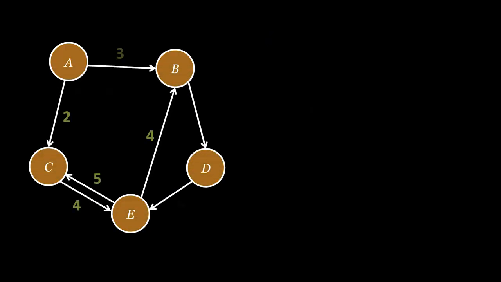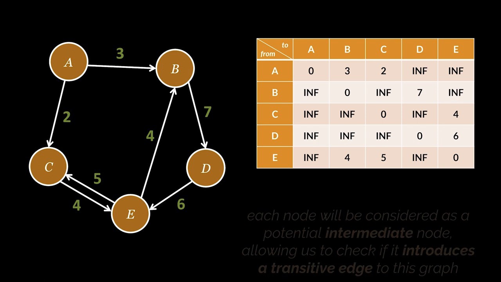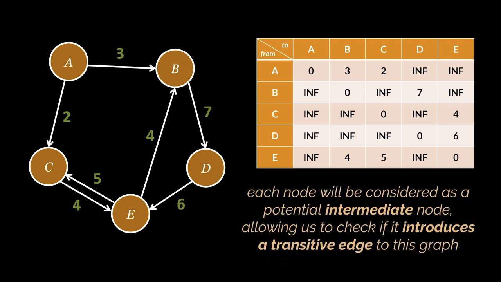Now, let's take this one step further and try to deduce the shortest paths between all the vertices of the graph you see in front of you with the help of this technique. To do that, we will first start by writing the weights matrix corresponding to the given graph. Then we have to perform 5 iterations as we have 5 nodes, where in each case we consider one of the nodes as a potential intermediate node and check if that node can introduce a transitive edge to the given graph. So let's start with node A.